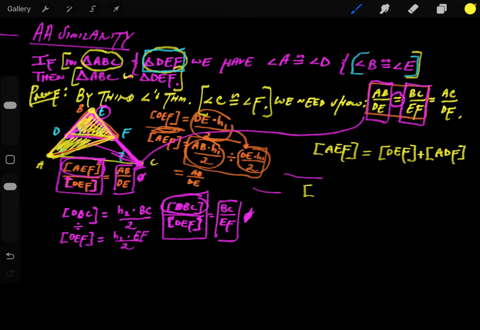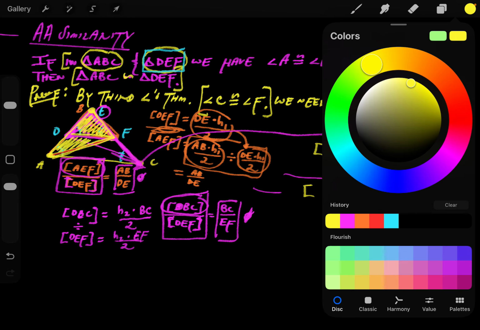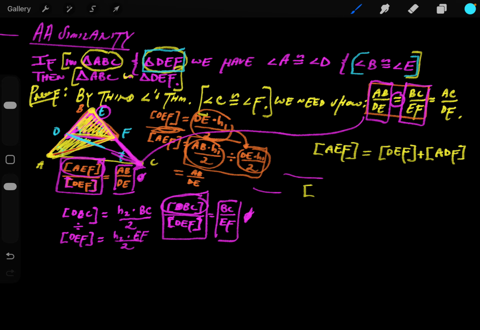Similarly, let's look at the other triangle that we care about. What's the other one we care about? So we want to show what? AEF is the same thing as DBC. Because if I show that, then this equals this, which means that this equals this. And I've shown this equality, which is what I ultimately want.